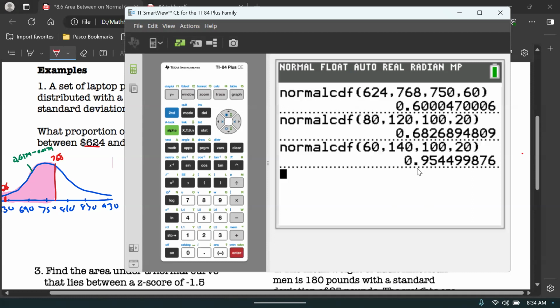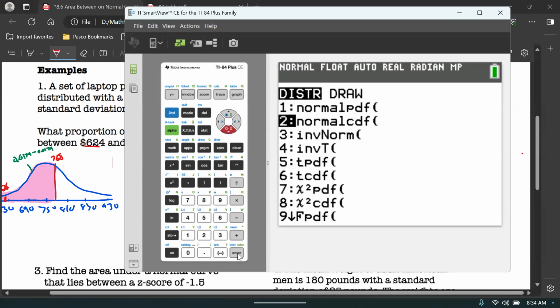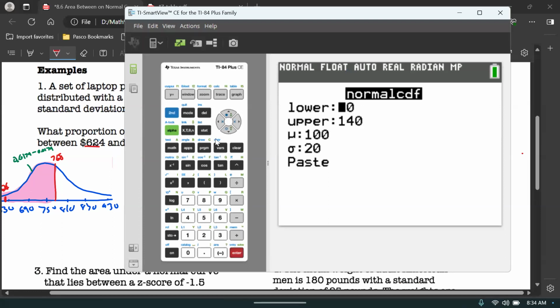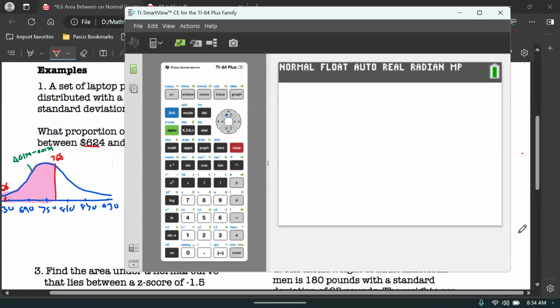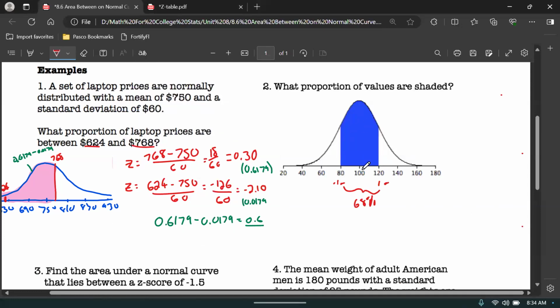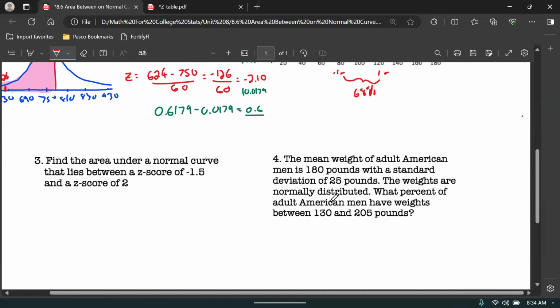You're gonna see 95%. And then one more time, just because I'm in the mood for it: if we went to 3 standard deviations, 40 to 160, it should be 99.7, 0.997. Yep. So there's your empirical rule. Again, just a reminder of what that was. I did that all the way back in 8.1, so it's been a minute, but I did want to give you the opportunity to see it in play here using the calculator for the first time.